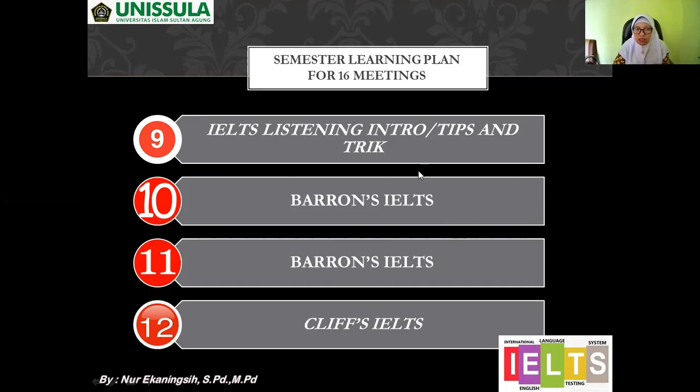We have Barron's IELTS. We are going to practice it for 2 meetings, on the 10th and 11th meetings. So we learn about tricks and tips on the 10th, and then we practice on the 11th meeting by using an online system. And then on the 12th and 13th meetings, we have a resource from Cliff's IELTS. So we are going to know the differences between Barron's and Cliff's. You can check the questions and the items, which one is different between the 2 resources.